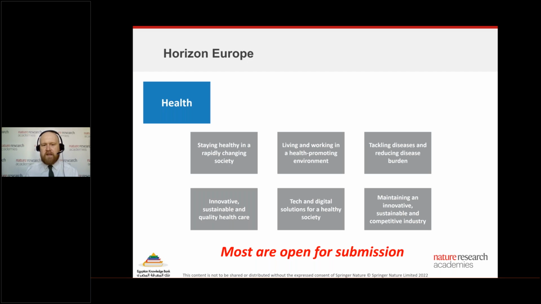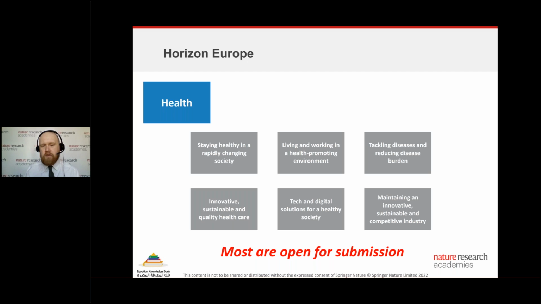Second one is living and working in a health promoting environment. So there's no definition of types of diseases, but really an emphasis on reducing and preventing diseases under this topic. And similarly, tackling diseases and reducing burden. There's no definition on the types of disease, but an emphasis on reducing and preventing. The fourth one is innovative, sustainable, and quality healthcare. This really has a focus to make healthcare systems more resilient and dynamic.